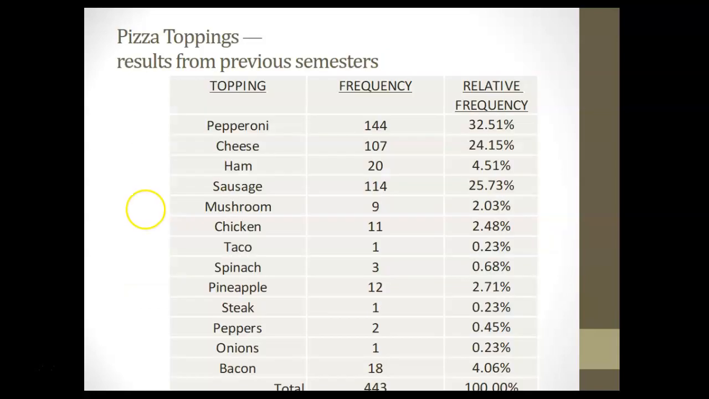One of the questions I always ask is, what's your favorite pizza topping? And if I just take one topping from each person, just limit each person to one particular thing, here are the results that I've collected over the past several semesters. So, looks like the most popular pizza topping has been pepperoni. Sausage and cheese are also pretty popular. And then not nearly as popular, but I've also had people say ham, chicken, mushrooms, pineapple, bacon, and various other things.